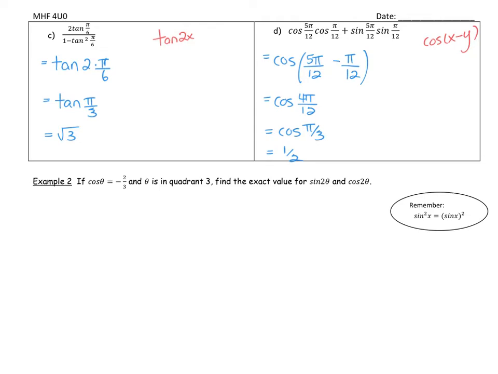I hope that when you read example 2, if cos theta equals negative 2/3 and theta is in quadrant 3, and I'm asking you to find the exact value for sine of 2 theta and cos of 2 theta, your instinct is to draw a diagram and find that third side of your triangle, and then it doesn't matter what I ask you. This is similar to the compound angle questions or even just the basic ones from the beginning of the unit, but with a little bit of different simplifying. So pause the video, set that up, and then come back and we'll find sine 2 theta and cos 2 theta together.